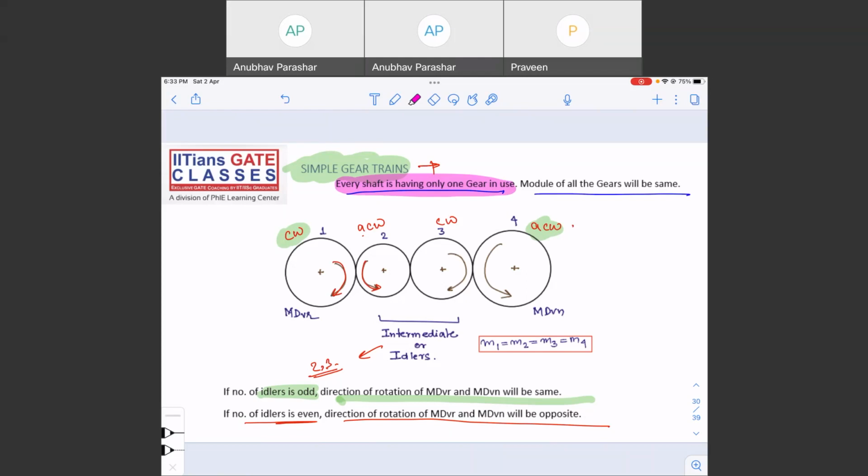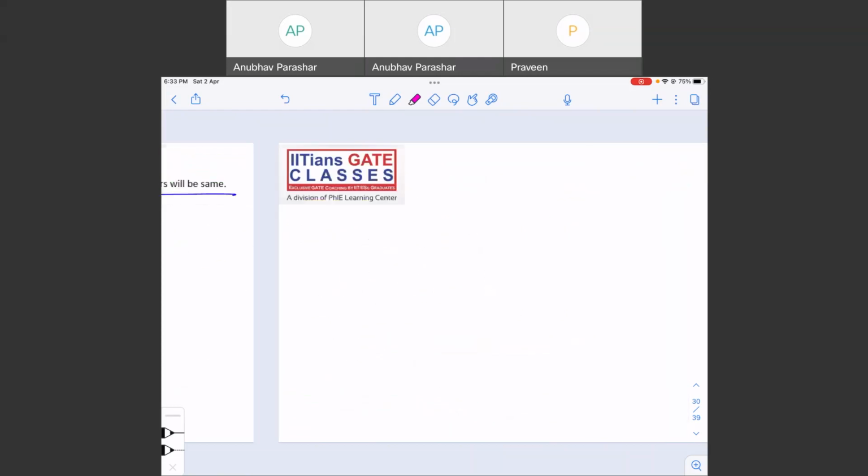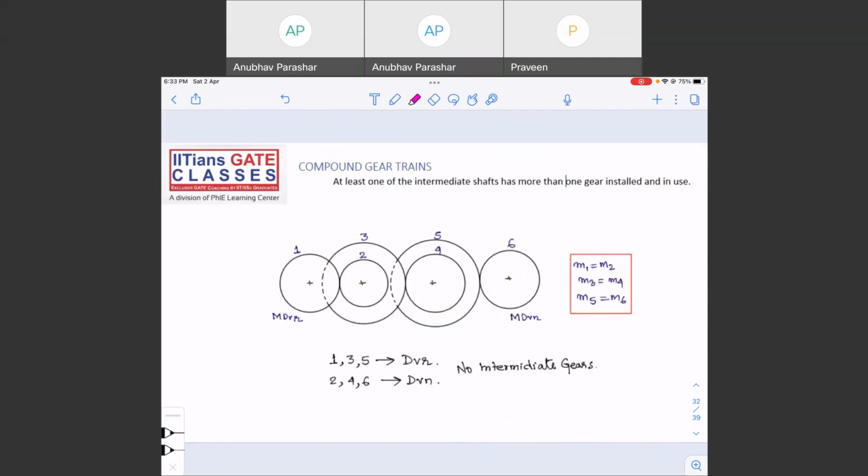ठीक है, अभी यहाँ पर confusion आ सकता है, ठीक है? That confusion I will clear after compound gear trains, ठीक है ना? You might have a confusion, I'll clear it after compound gear trains.